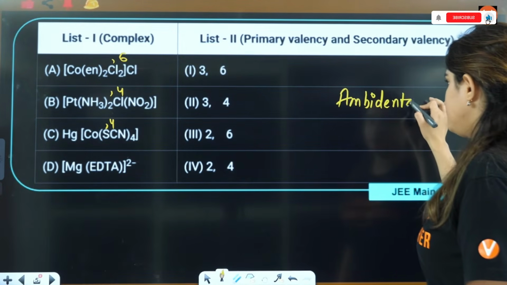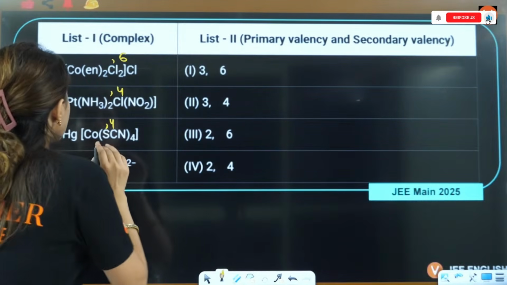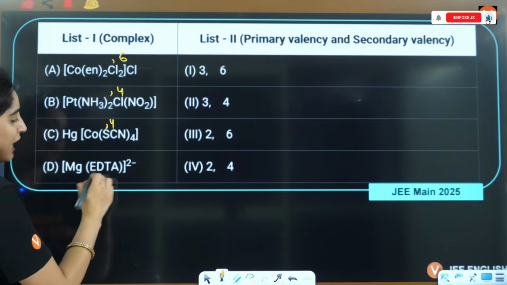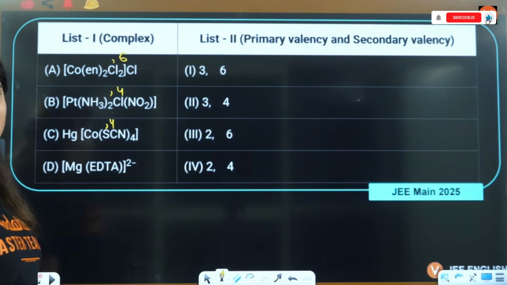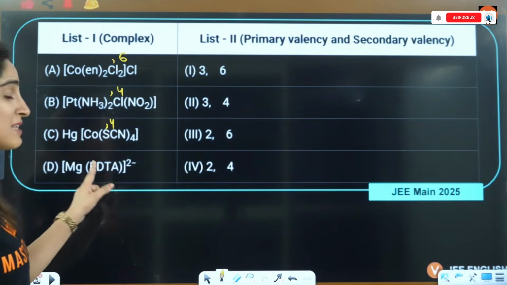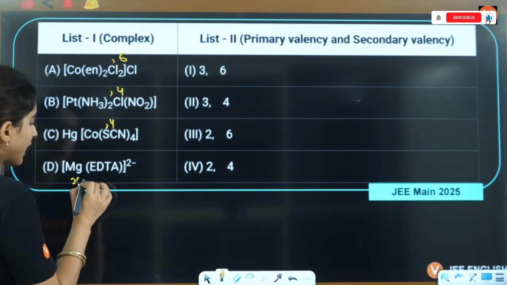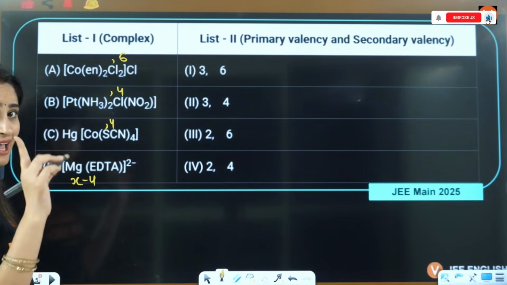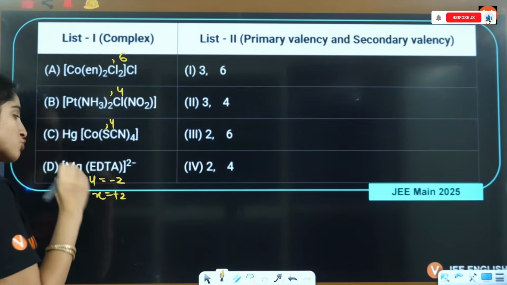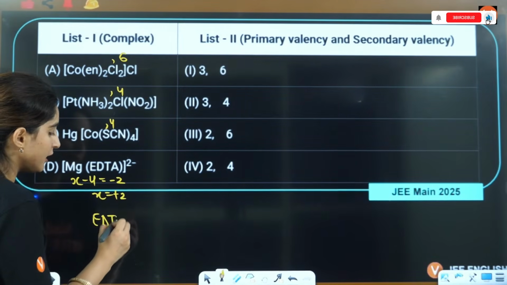These are some terminologies that I am giving you side by side. Now here, EDTA is ethylene diamine tetraacetate. It is hexadentate if it is -4. If I put here -4, one EDTA has -4 charge, it will be -2, that is X becomes +2. So yes, Mg2+ is possible, that means they are talking about EDTA -4.